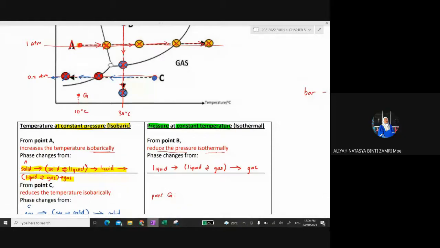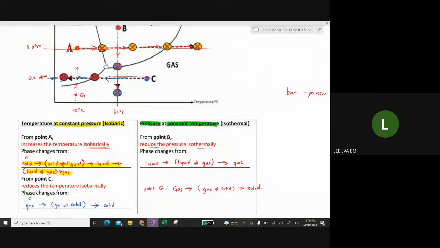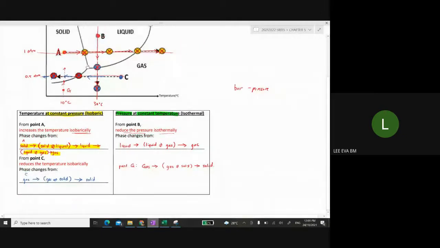Starting from gas, gas into solid? Gas and solid. Okay, very good. Because at the start we cross the line, gas and solid in equilibrium, into solid. Okay, so there is our phase changes if I want to increase the pressure isothermally. So I can either use constant pressure, isobaric, or constant temperature, isothermal. Is everyone good? Can follow?